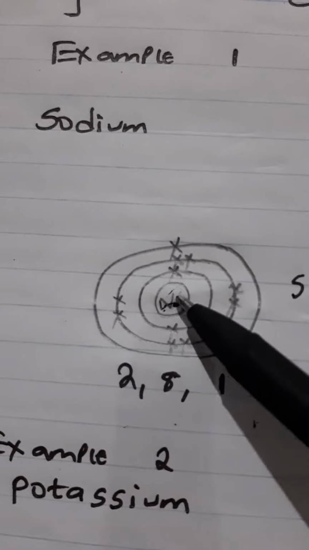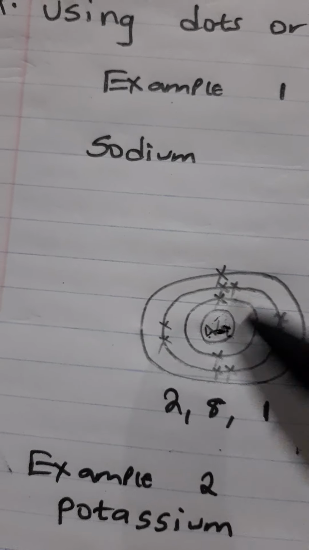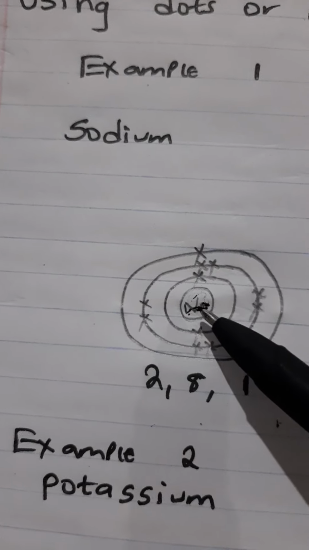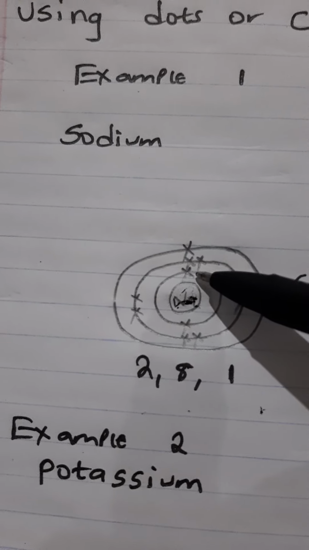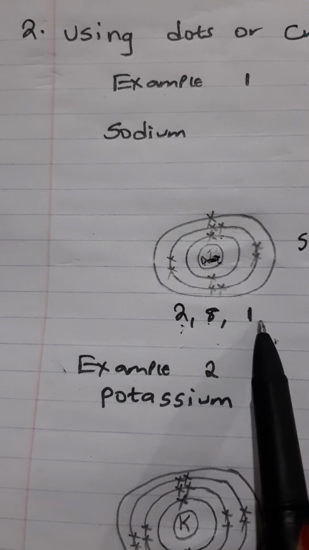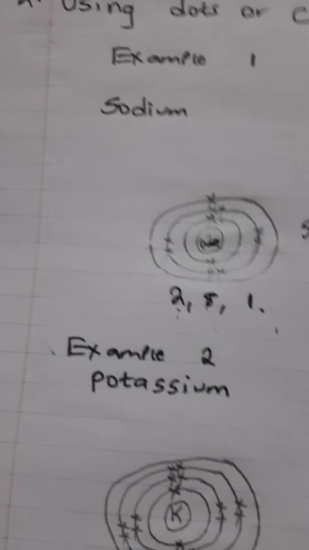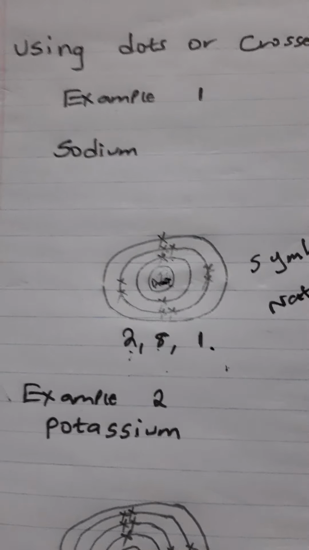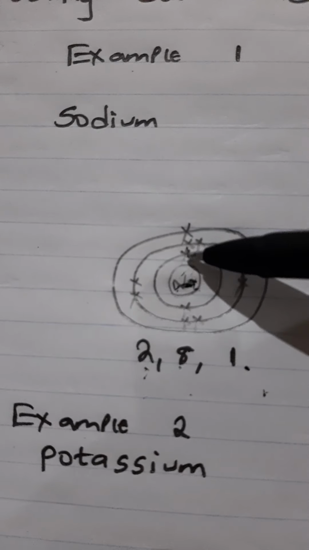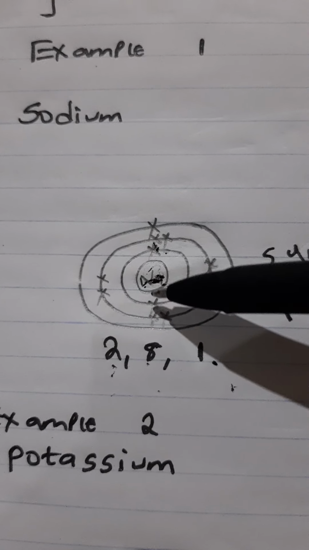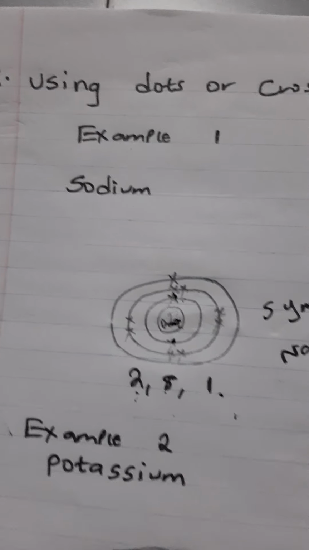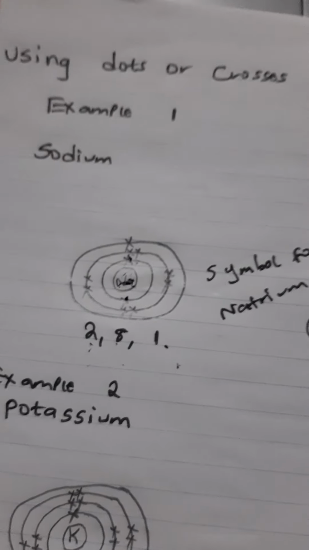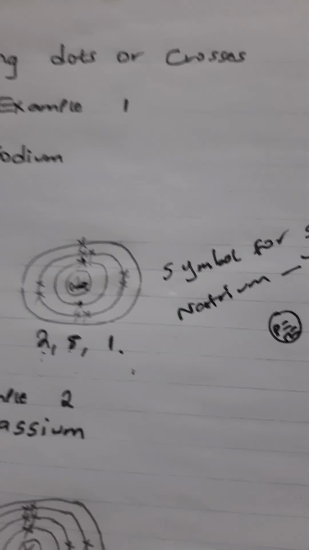But if you don't have that information, you just write the chemical symbol in the middle. So I have my nucleus, and once you have your nucleus and the chemical symbol for that element, you move on and have your first shell. 2, 8, 1 means we will have 3 shells. The first shell takes 2 electrons. So this is my first electron in the first shell, and this is my second electron. So I have 2 electrons in my first shell. Then what about the second shell? The second shell has 8 electrons.